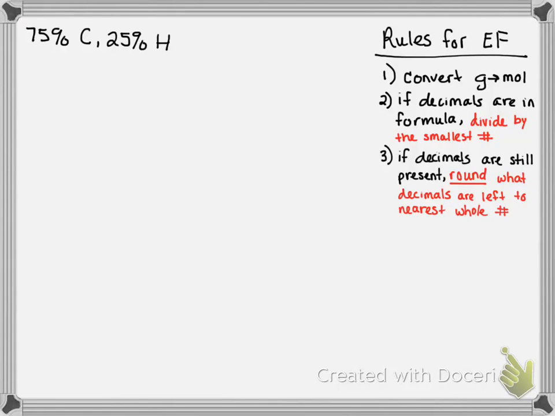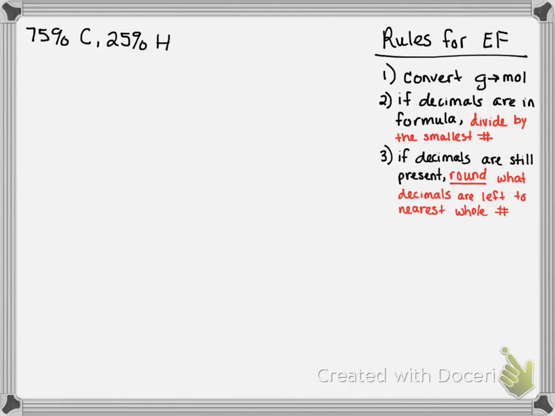On our worksheet, problem number 1 asks us to determine the empirical formula for the compound that is 75% carbon and 25% hydrogen. If you look here to the right, I have written out rules or steps for writing the empirical formula, and so we're going to use these steps to help us with each of the problems. So the first step is we want to convert grams to moles.